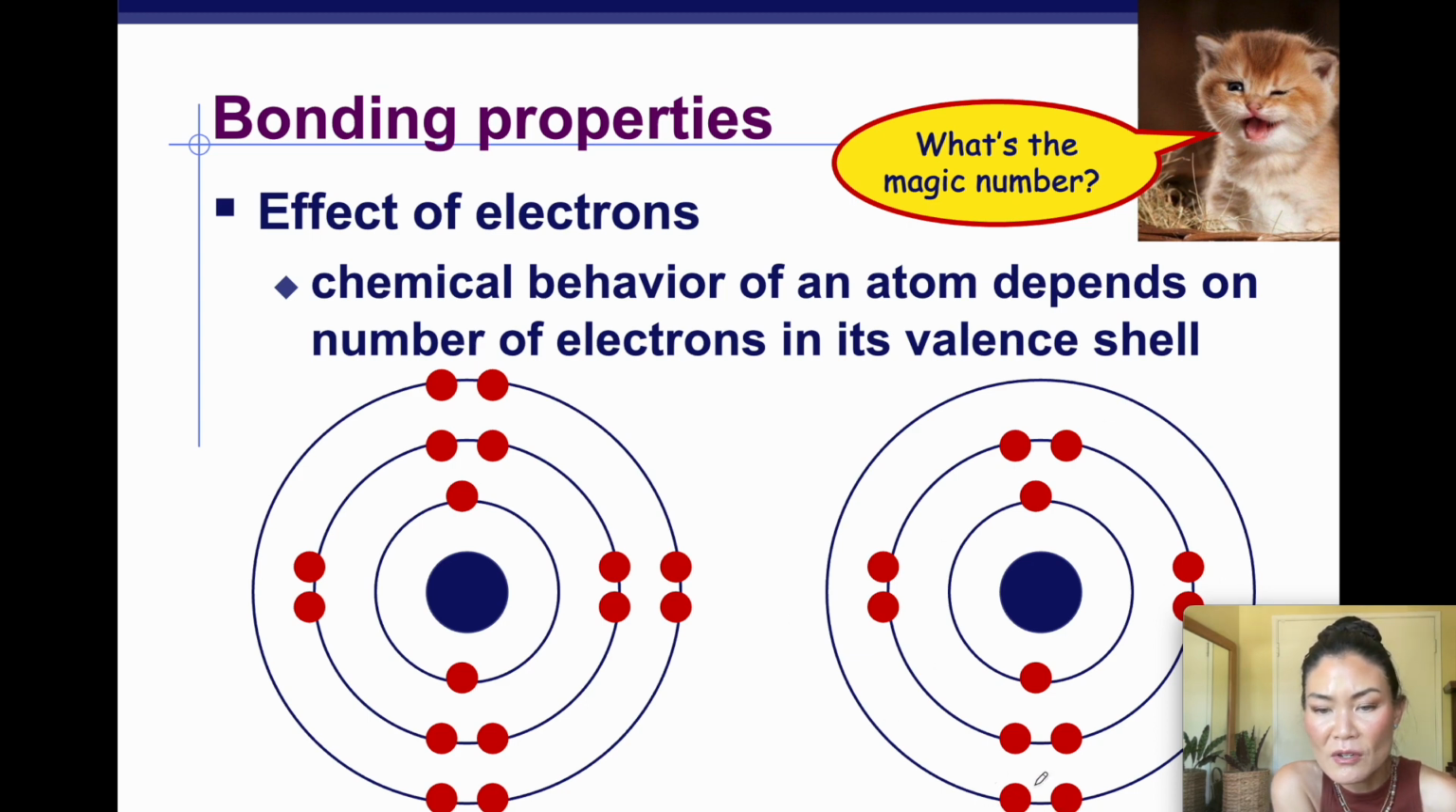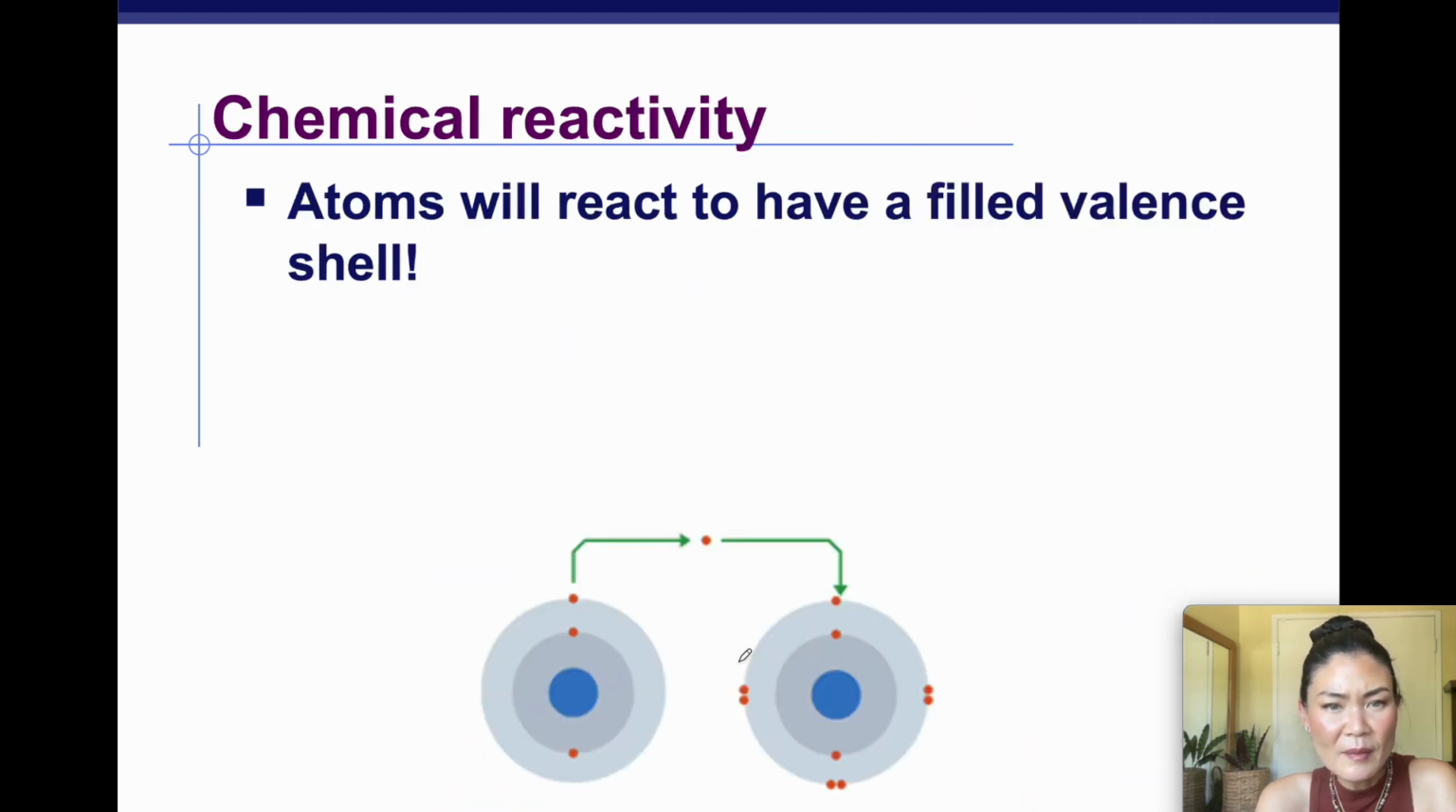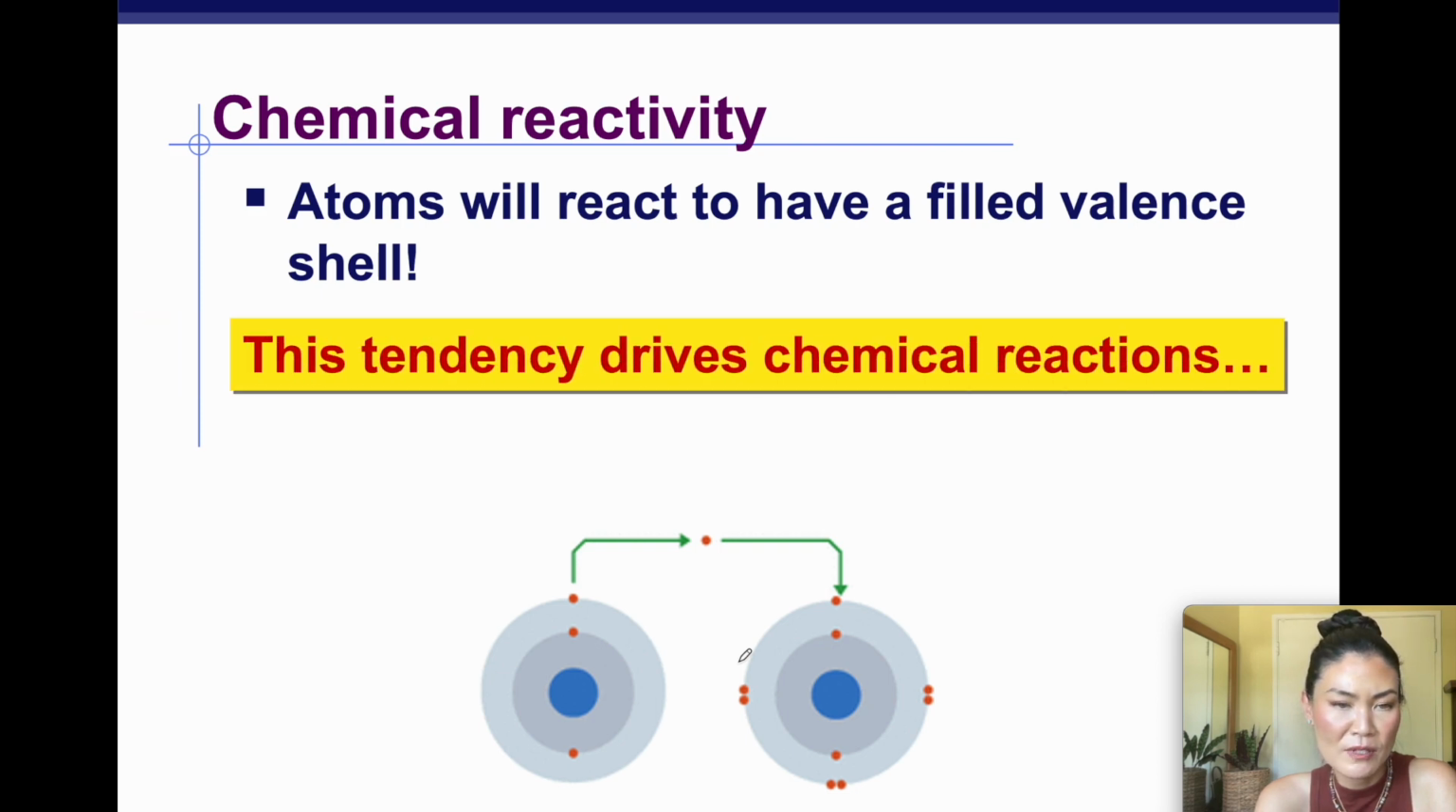Same with this atom right here. It has 2 electrons in the outermost energy level, the valence shell. The valence number is 2. It has 2 electrons, and so it is also unstable, and it's going to form a bond with another atom to become stable. Okay, so the magic number is 8 in order for an atom to become stable. All right, so atoms will react to have a filled valence shell. That's what I was referencing earlier, okay? This tendency drives chemical reactions.